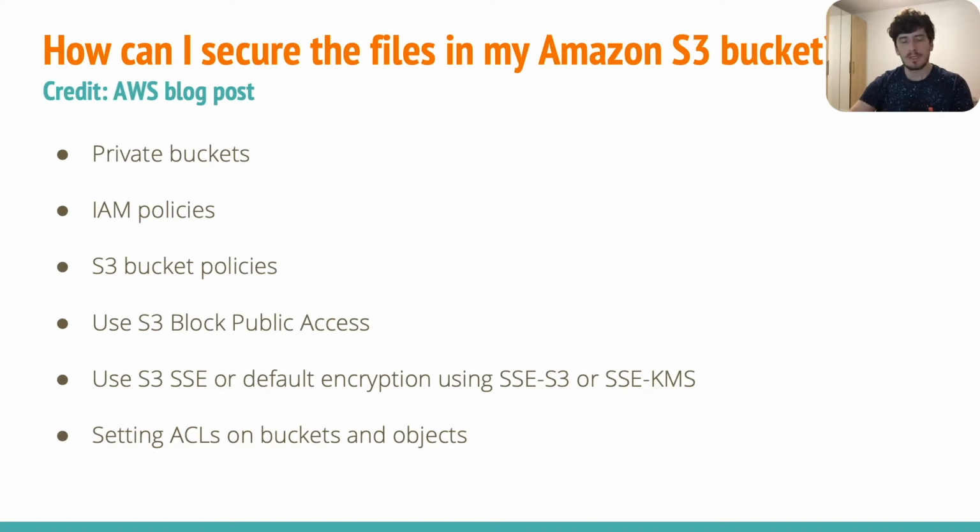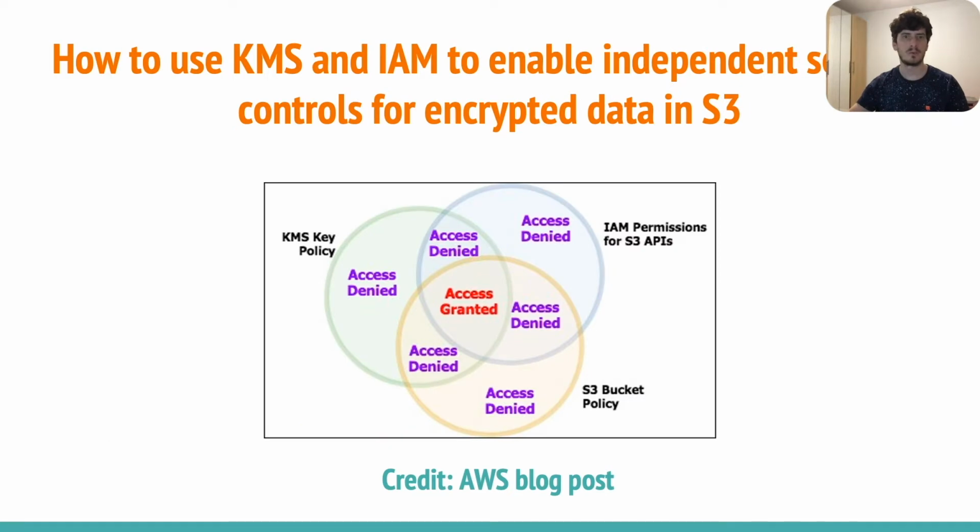And you can ask yourself, okay, among these things, what would be the best combination? How would that look? Well, if you like Venn diagrams, it might look like this: a combo of S3 bucket policies, IAM permissions, and KMS key policies, where access must be granted by each one of these controls before you can get access to data in S3.